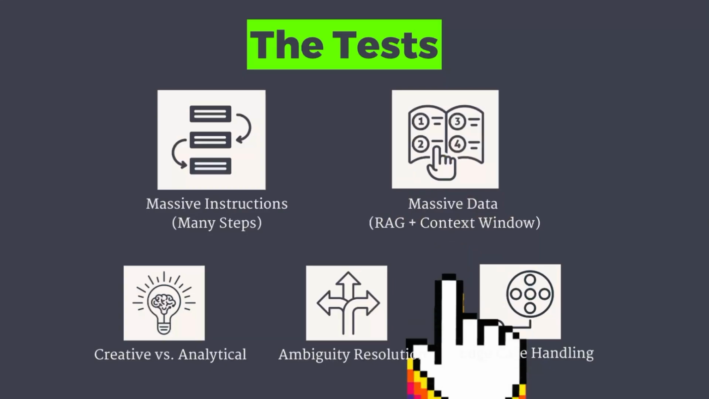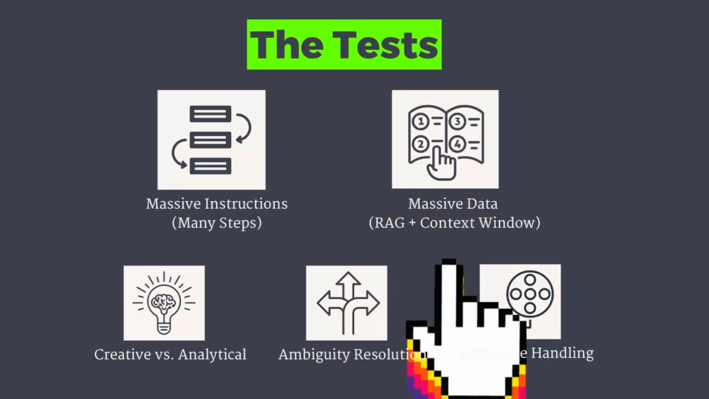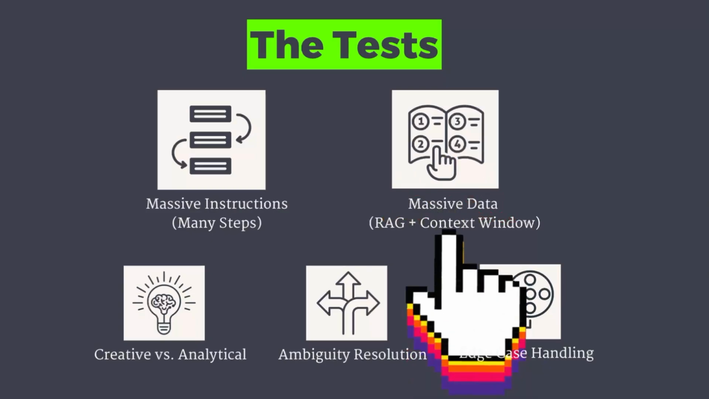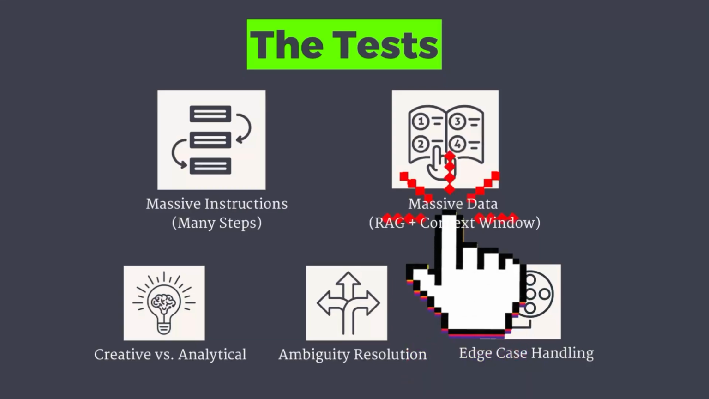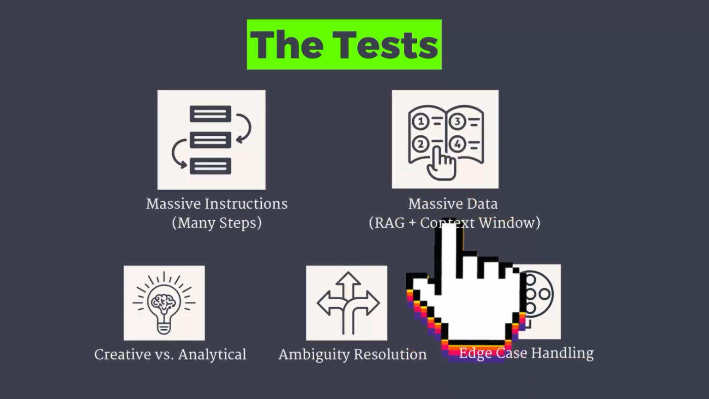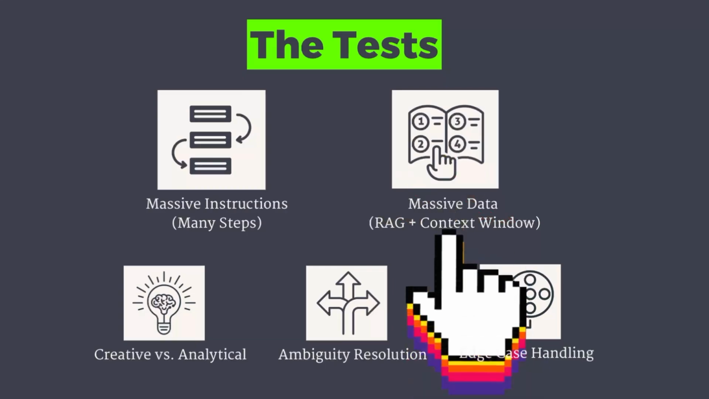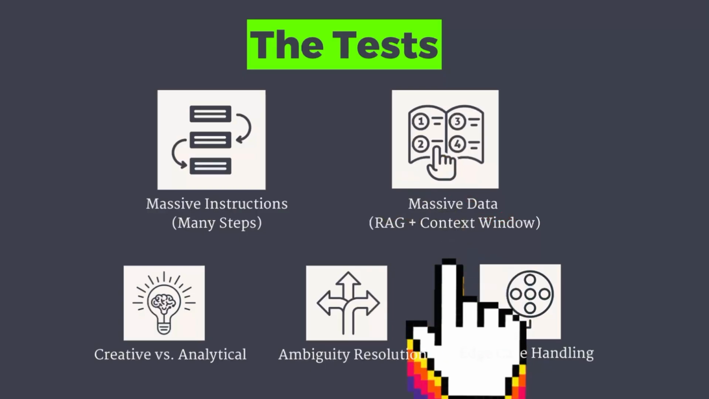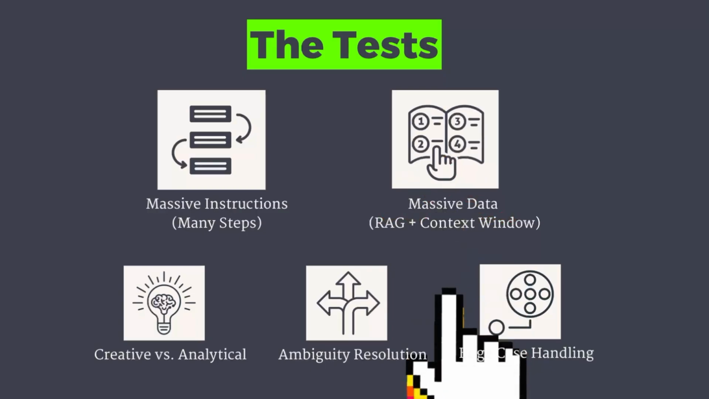All right, so now we are moving on to the massive data RAG and context window test. So we're going to go through creating a business plan, but we're going to load in as many business books as we can. So full books about business to help us with our plan, that these large language models can help us iterate through our process of creating a business plan, referencing these different books.